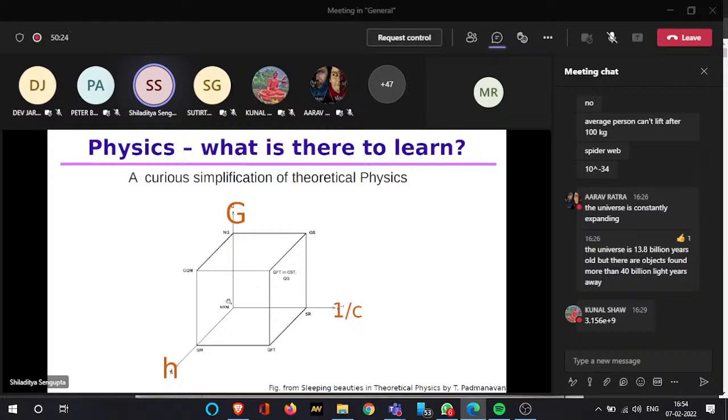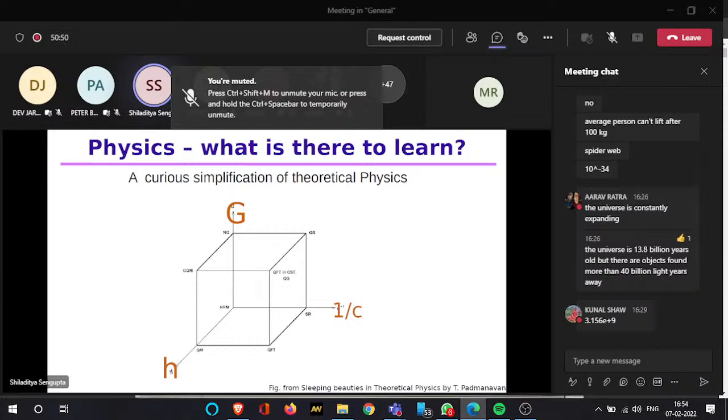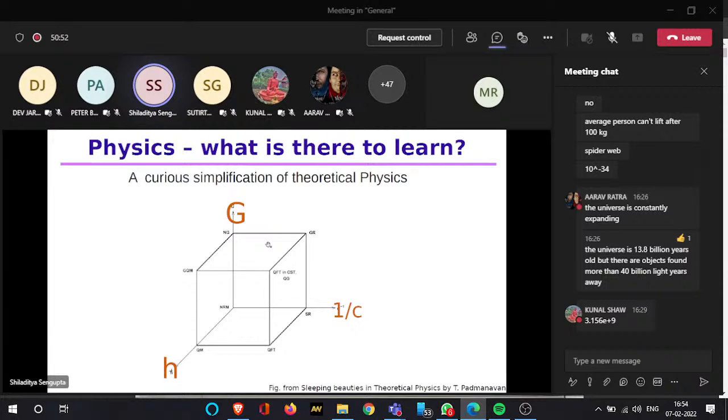And if things move like our day-to-day cars and planes, they move at a speed much less compared to the speed of light. So we can set 1 by c to be 0, which means c is effectively infinity. That is a non-relativistic regime. And g is 1 means the gravitational force is very strong, and g is 0 means you can ignore gravitational force. This is the simplest simplification.